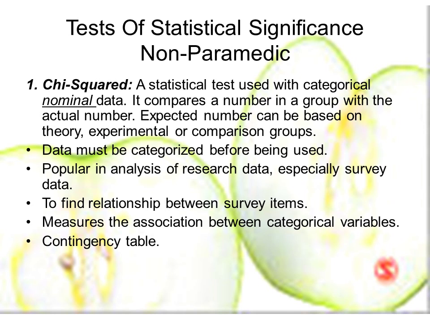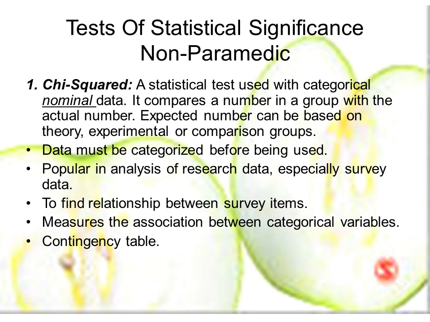And remember, we talked about tests of statistical significance, the non-parametric, and one of the primary tests that you see a lot is something called the chi-square, used for nominal data, categorical, and it compares a number in a group with the actual number. The expected number can be based on theory, experimental, or comparison groups. The data must be categorized before using, so we have to make sure that we have it categorized properly.